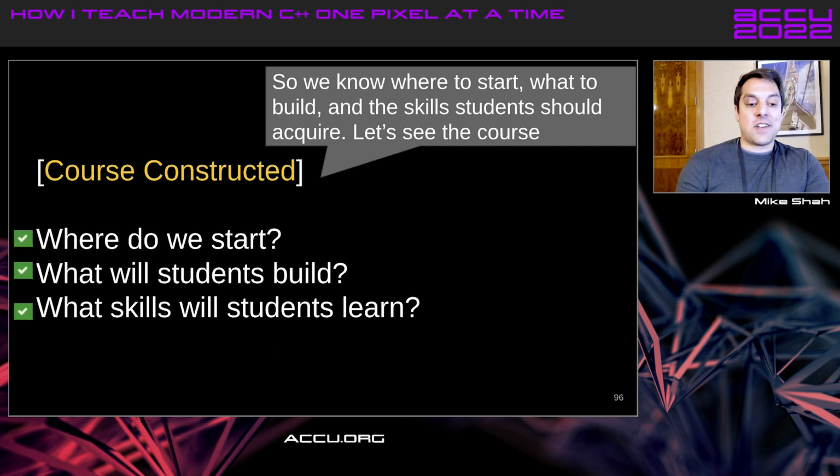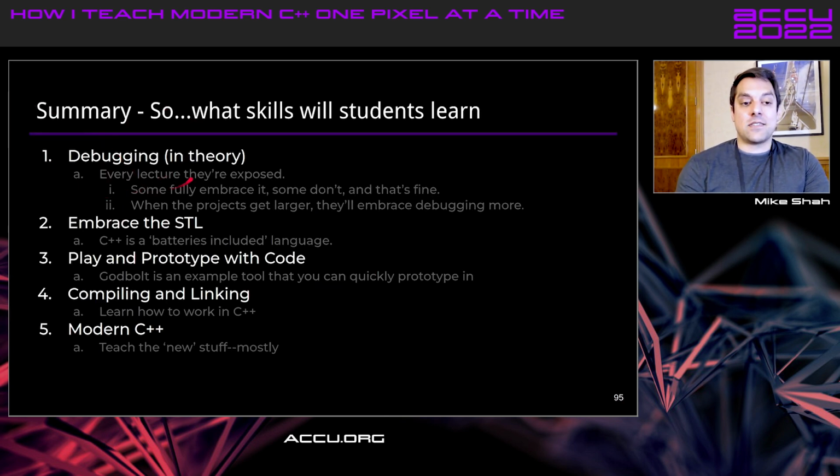All right, so here's sort of where we stand. Five skills that I think are necessary, or that I want to be enforcing: debugging, using the standard template library, playing with their code, understanding compiling and linking in the build process, and embracing modern C++, at least by the end of the course.